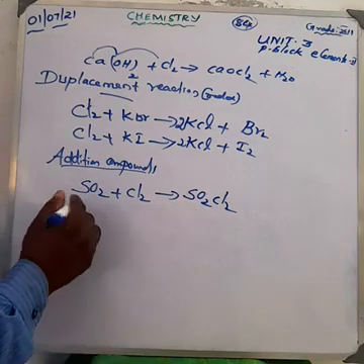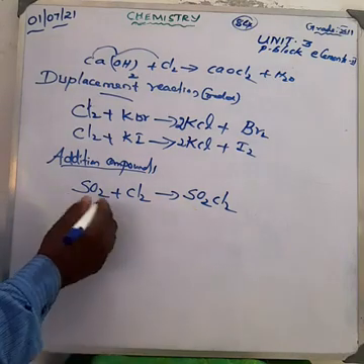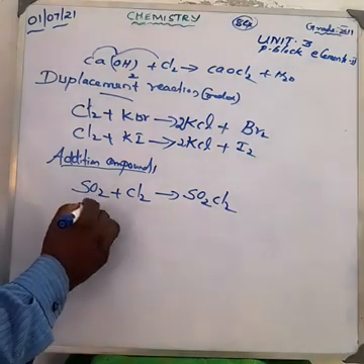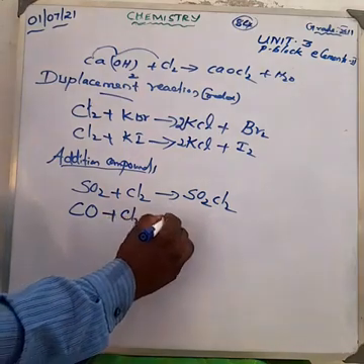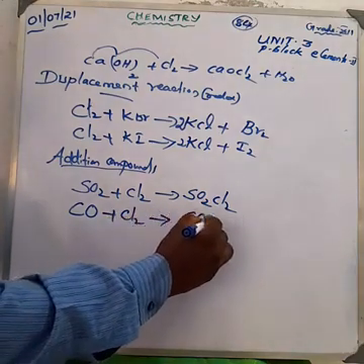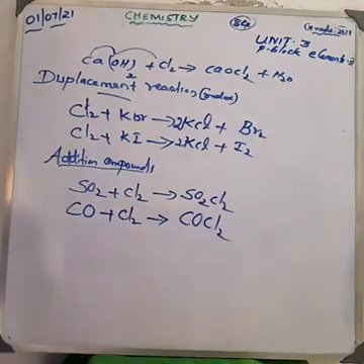Next, again reacts with CO. That is carbon monoxide. And it reacts with Cl2, and we get carbonyl dichloride, COCl2.